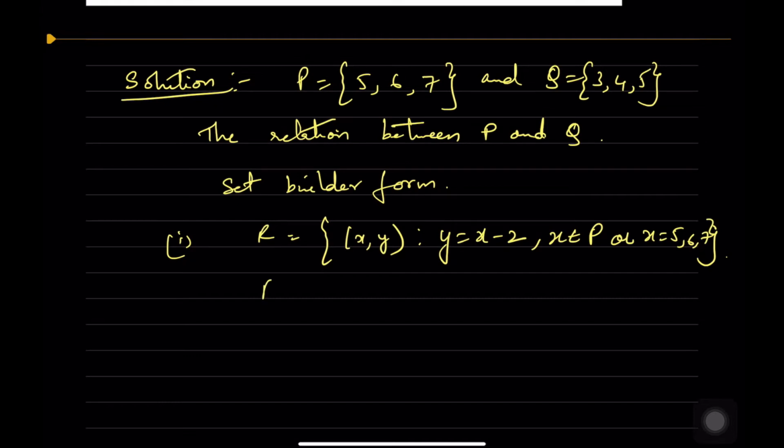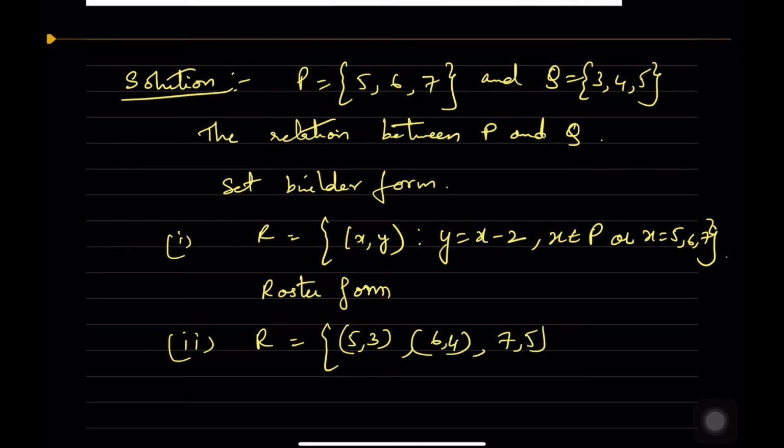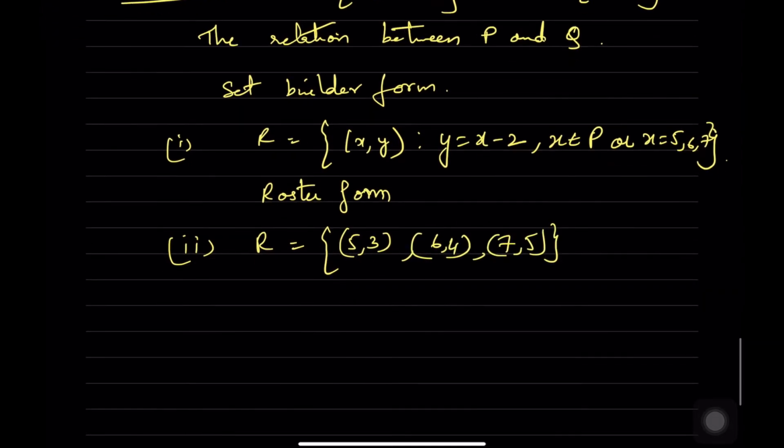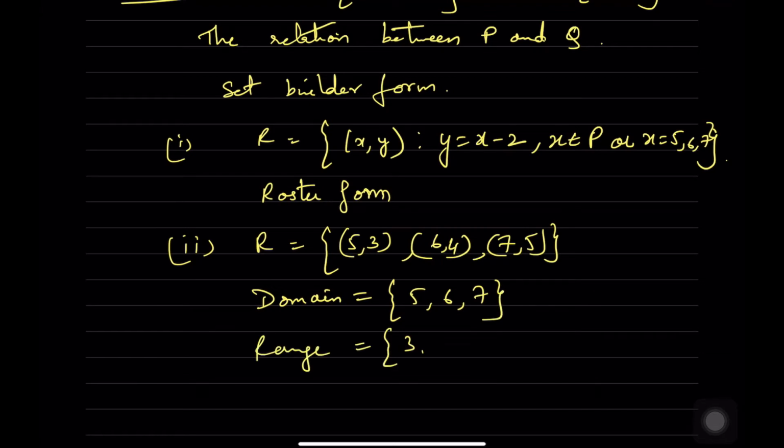Now the second one we have to write in roster form. So how do we write this in roster form? In roster form we can just write down all the values. So R is equal to the set of all (5, 3), then you have (6, 4), then (7, 5). It is 2 less than the first. So what is the domain over here? Domain is equal to all the first elements, that is 5, 6, 7. And what is the range? Range is equal to 3, 4 and 5. So this is the range.